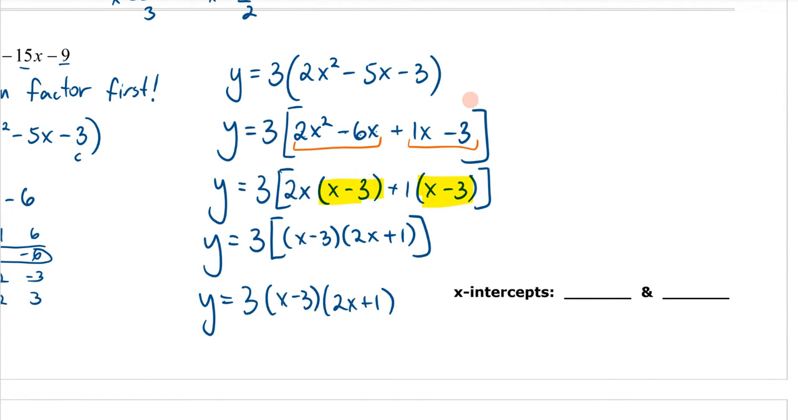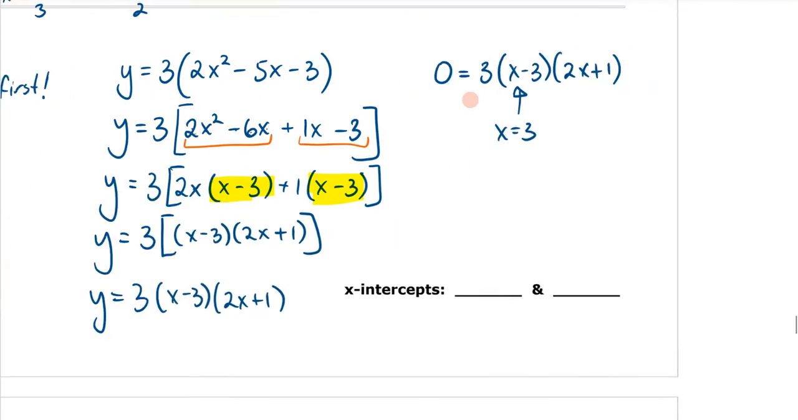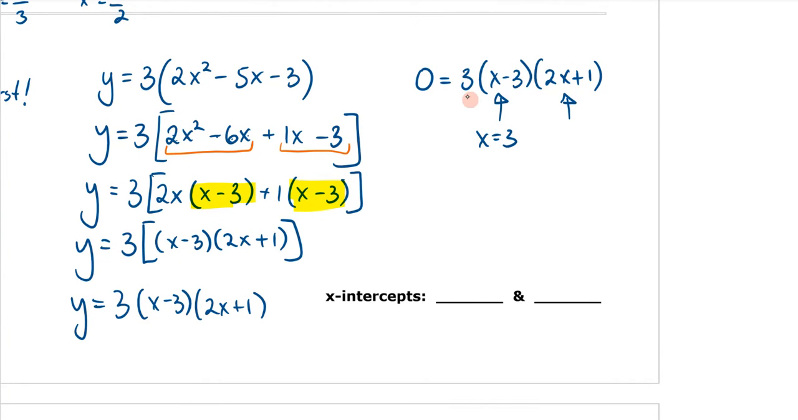So let's find the x-intercepts. So set the y value to 0. 0 equals 3 times x minus 3 times 2x plus 1. So 1x will come from this factor, so x equals 3 to make a 0. And to make this factor into a 0, let's solve for x. So 2x plus 1 equals 0, and therefore 2x equals negative 1, and x equals negative 1 over 2. So my x-intercepts are 3 and 0, and negative 1 over 2 and 0.